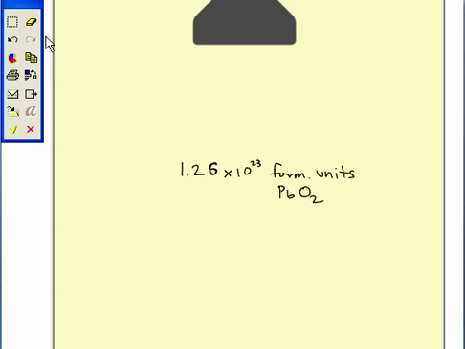So if you got this right, good job. And if you didn't, just pay attention to where your mistakes are. It's really not that complicated. It just takes a little bit of practice and thinking about what you're actually doing.